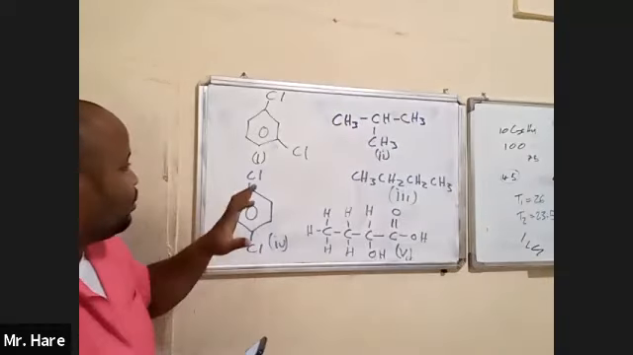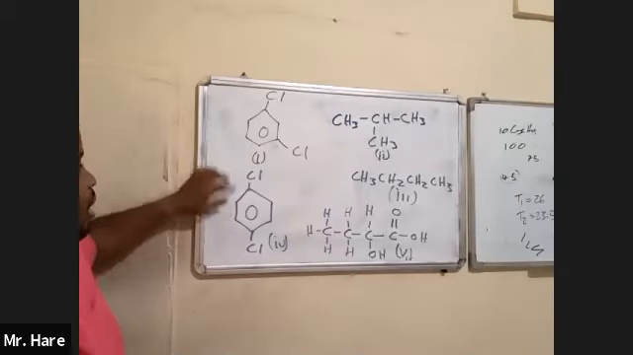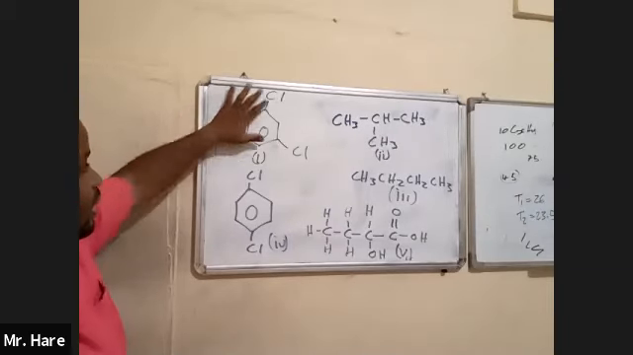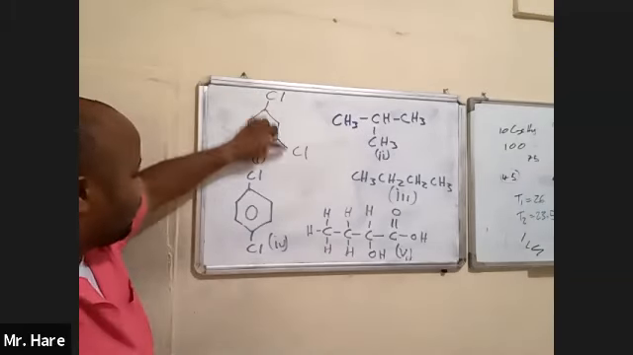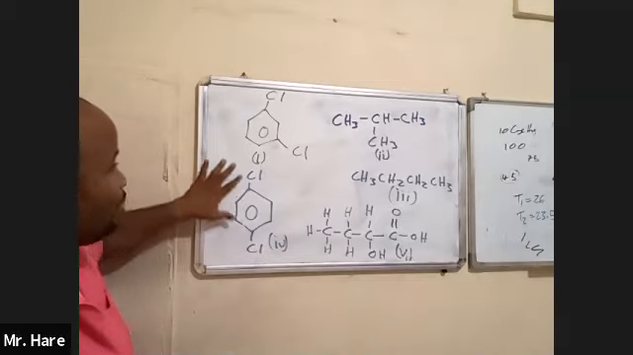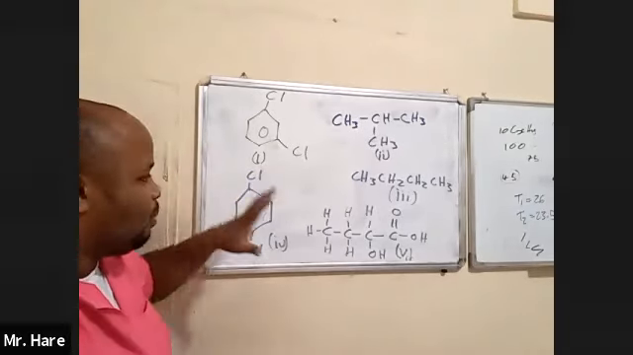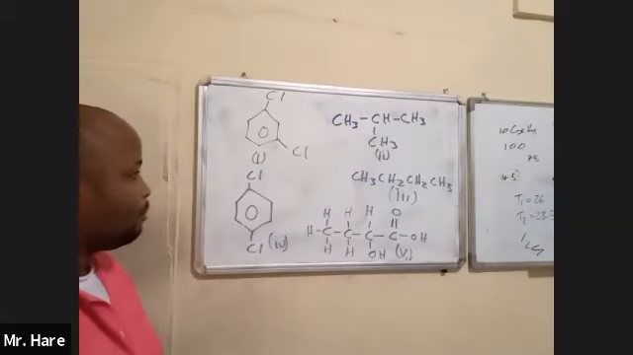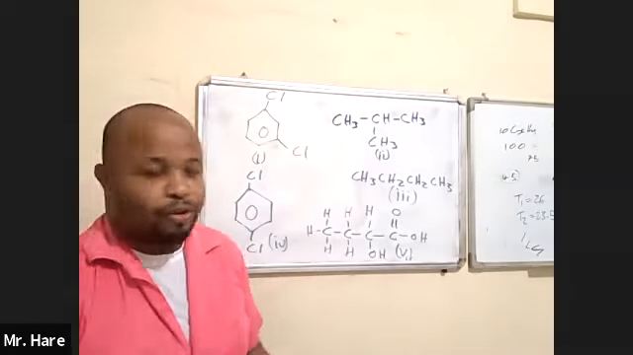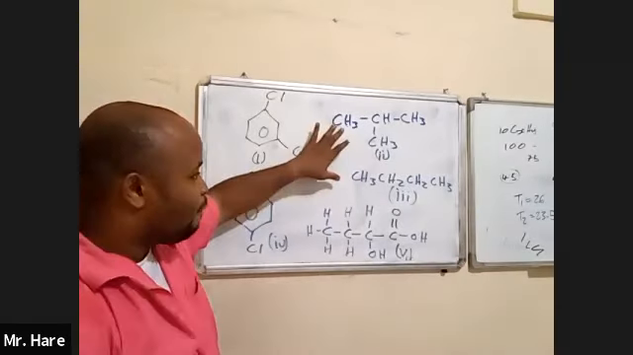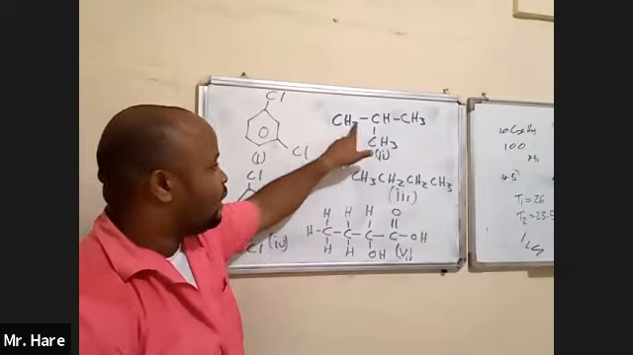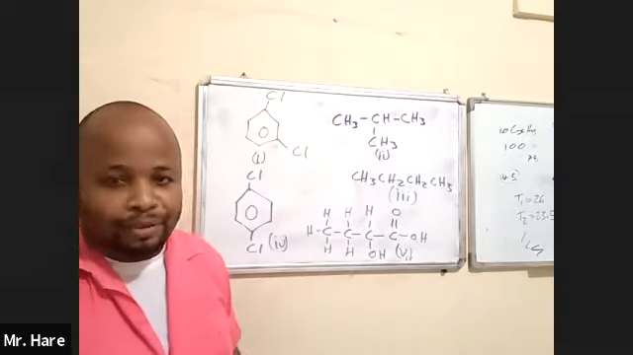1 and 4. Yes, because it's the same compound. The only thing that is different is the position of the chlorine group. All right, good. Which one shows chain isomerism? 1 and 3. Same molecular formula, but the arrangement of the carbon atoms is different.